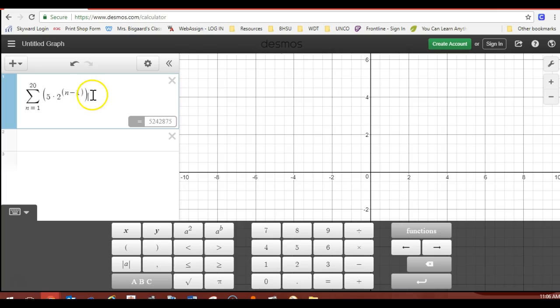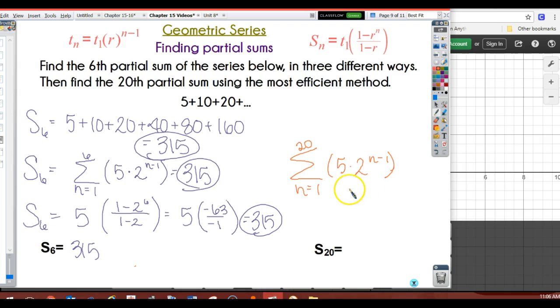And then once I deleted that little extra space that was right there, I end up getting my sum, which looks like 5,242,875. So quite a large number. So that's what this summation gave us through Desmos. And we'll go ahead and use the formula just to do it one more time in another way.